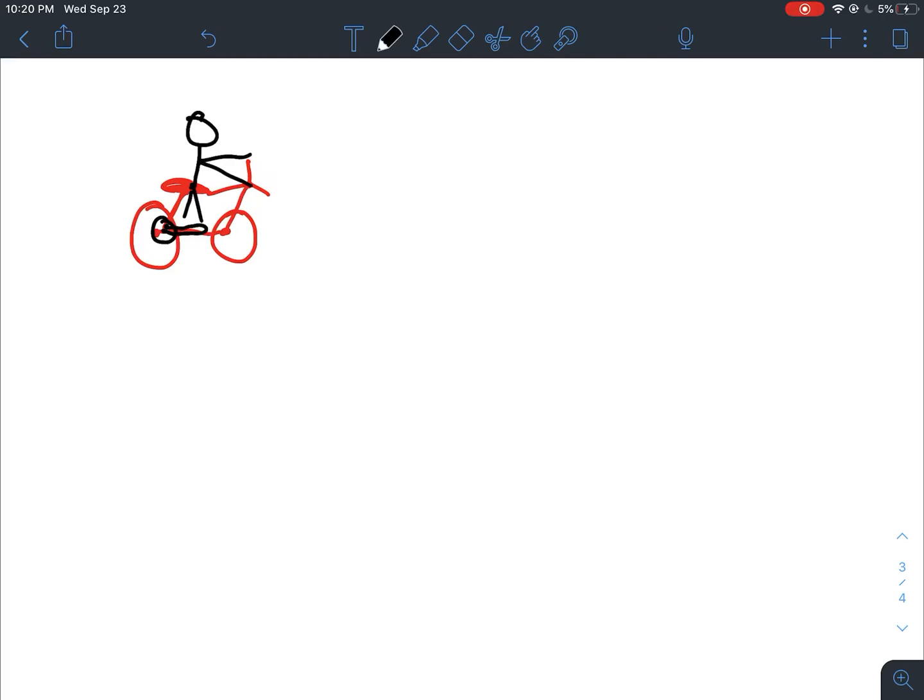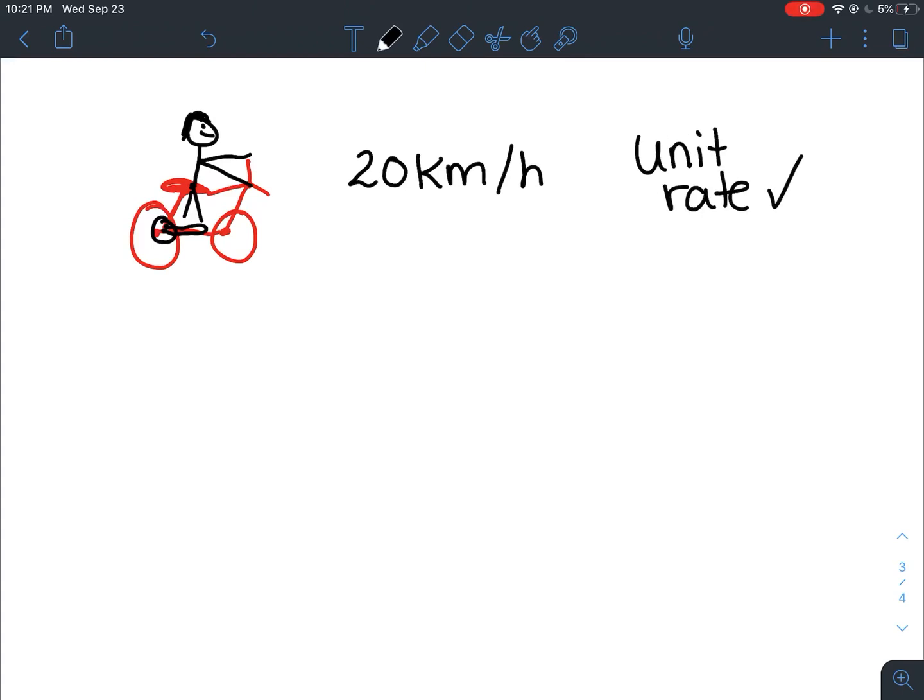Okay, you're riding your bicycle. Let's say you're going fast. Let's say you're going 20 kilometers every hour. That's actually a unit rate. And why is it a unit rate? Because this is per hour. So another way to write it is 20 over 1, 20 kilometers for 1 hour. So unit rates are always per 1 of something.